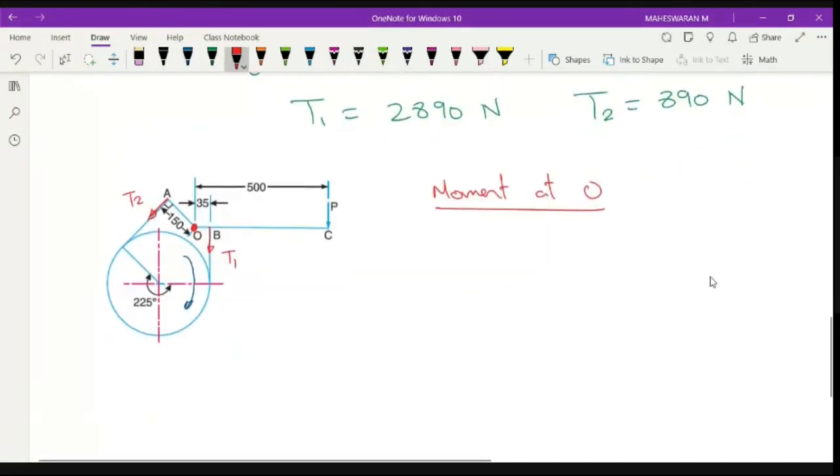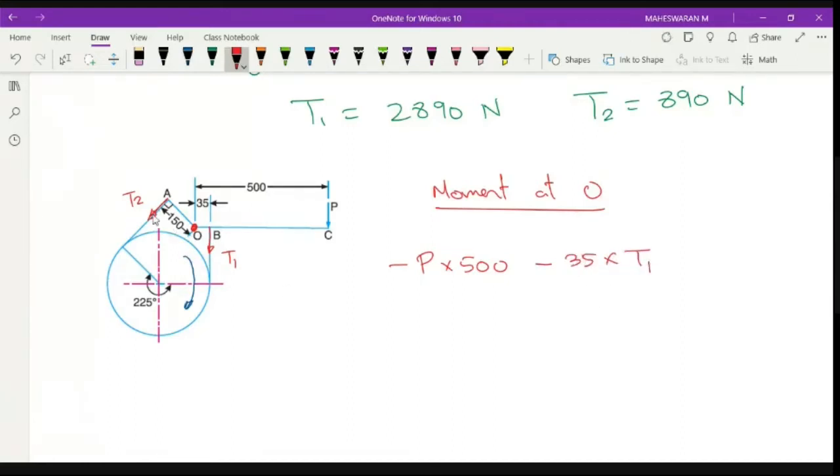When I take moment at O, force into perpendicular distance, rotating in clockwise. So minus P into 500. Next, T1 into 35. It is also rotating in clockwise, right? So which means minus 35 into T1.